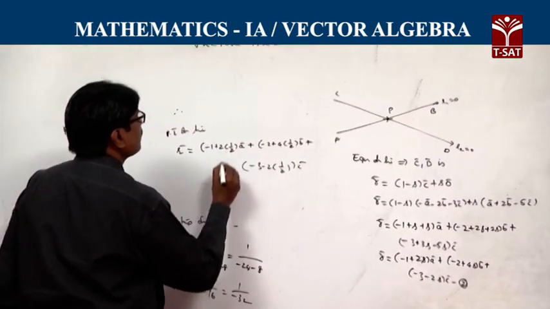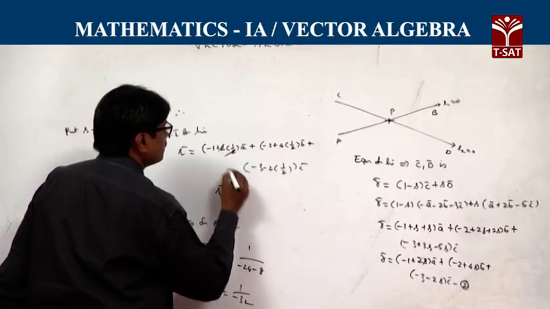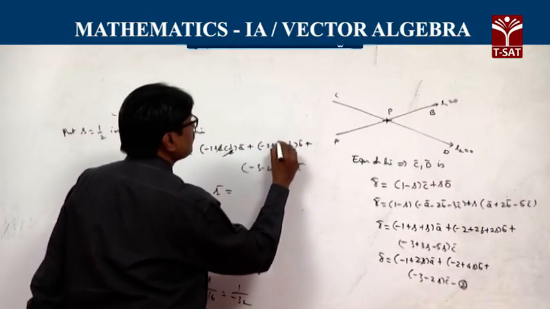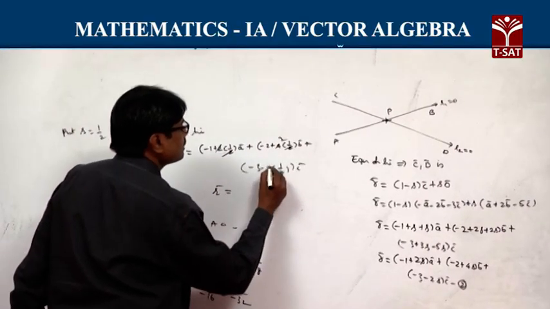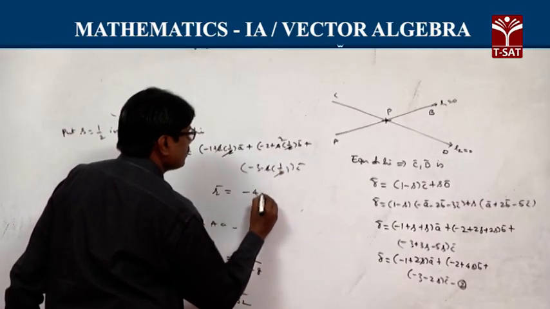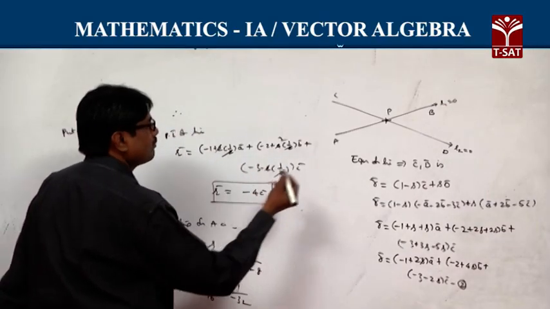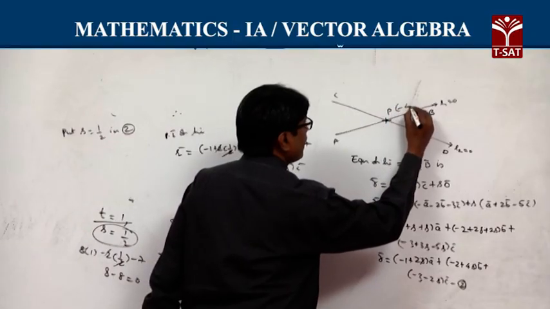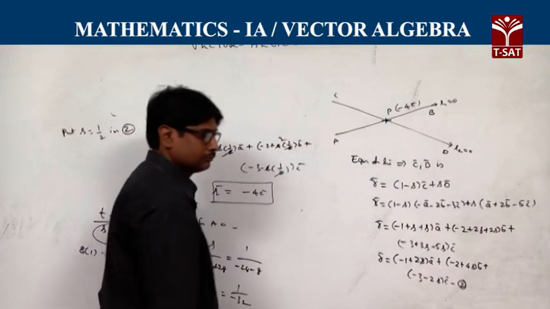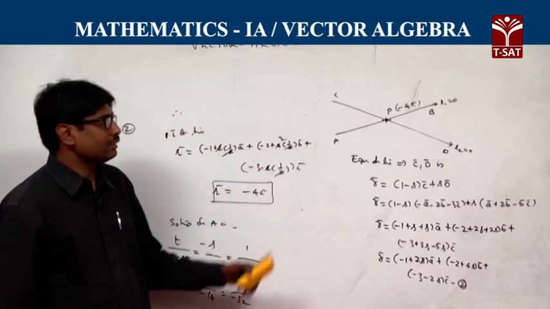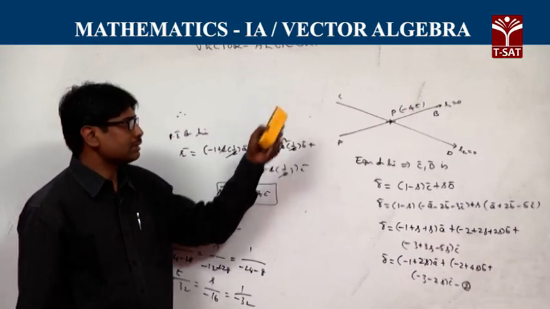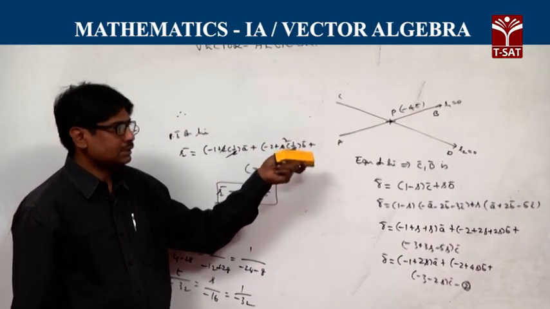R bar is equal to, here 2 cancel, this is 0, and 2 ones cancel, that is 0, and minus 3 minus 1, that is minus 4 into C bar. Therefore, the point of intersection of these two lines will be minus 4 C bar. Okay. We calculated the equation of the line, the equation of the plane, and the point of intersection of the lines.